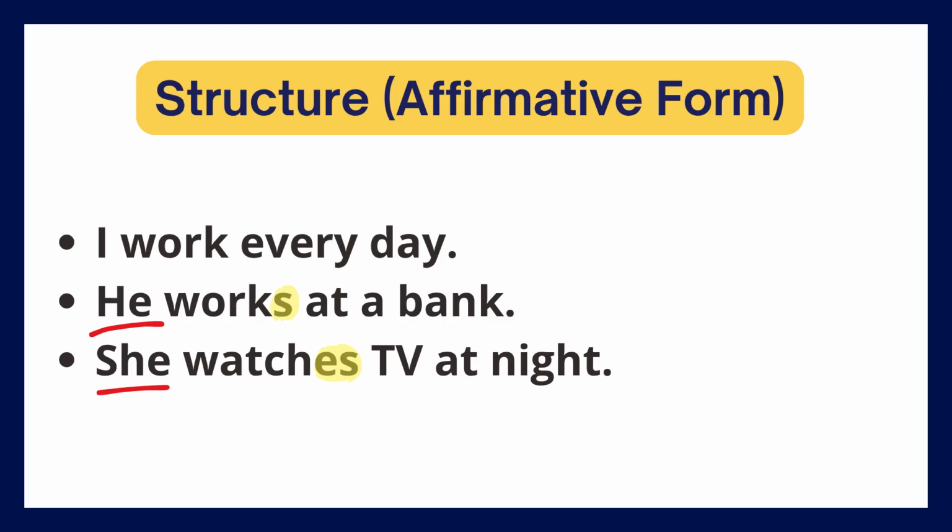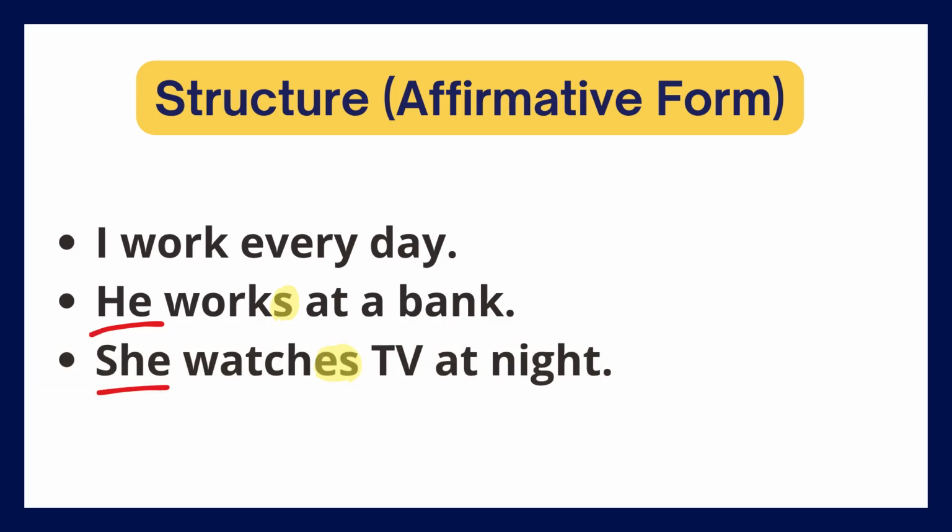In English, the verb usually stays in its base form. When you look for a verb in the dictionary, this is the base form of the verb, all right? But when the subject is he, she, or it, we add s or es at the end of the verb, as you can see in the examples in this slide. I work every day. There's no s because the subject is I. He works at a bank. So here we have the s because the subject is he. And she watches TV at night. We have es because the subject is she.